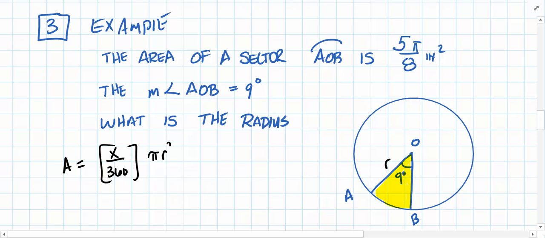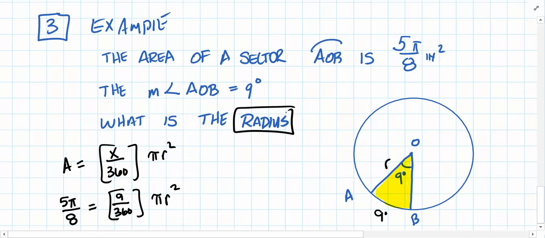And what was I given the area of the sector to be in this case? 5 pi over 8. So I can put 5 pi over 8 on the left-hand side. That's equal to x over 360, where x stands for the degrees. If my central angle is 9, that means my arc angle is also 9. So I'm going to have 9 over 360, and I'll multiply by pi r squared. What am I being asked to find? The radius. So do I have an equation that only has a radius in it? Yeah, I do. So I'm going to move this up and focus on that equation.